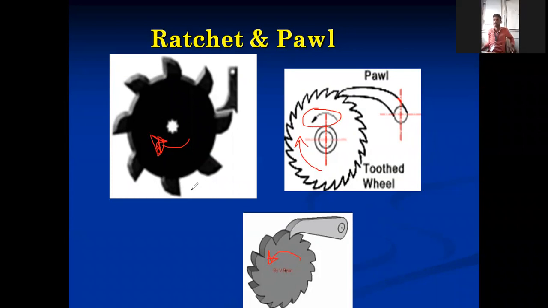Now who will tell an application? Or do you want to take it as homework? One direction power transmission. Who will tell an application of ratchet and pawl? एकाच डायरेक्शनला पॉवर ट्रान्समिशन होते. I will tell in other words: if you rotate in one direction, engagement will happen and the components will get engaged. If you rotate in the opposite direction, disengagement will happen.